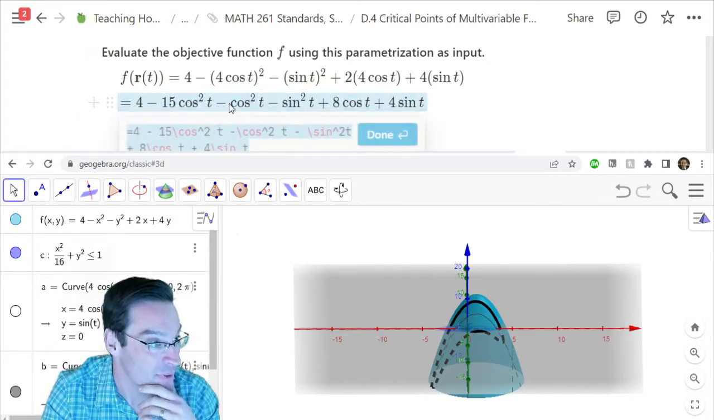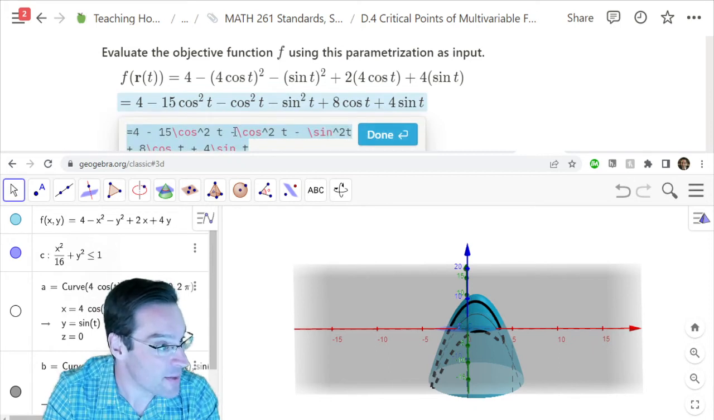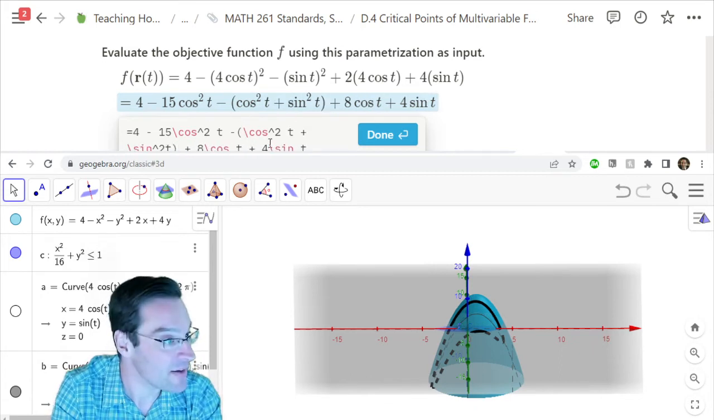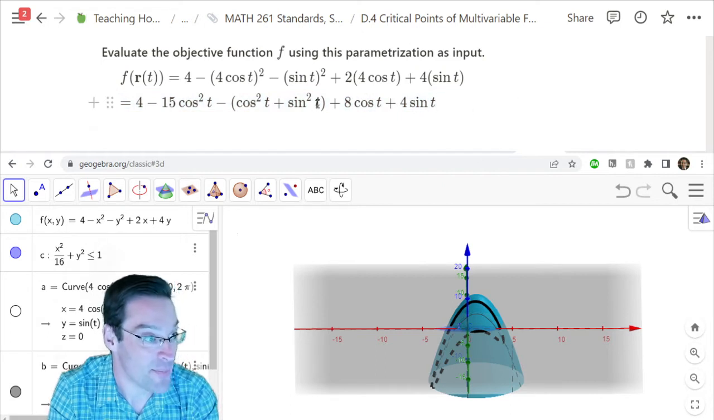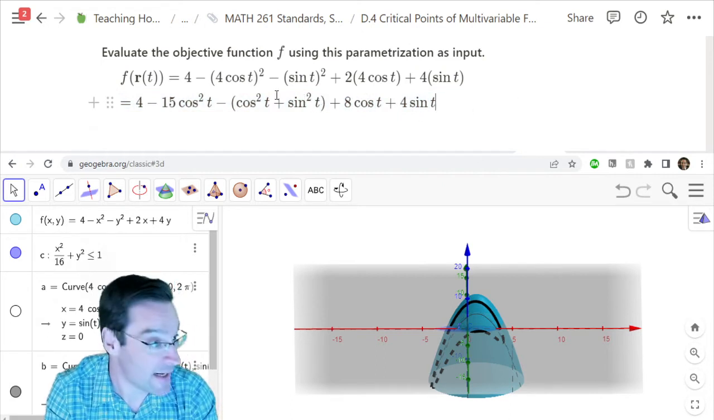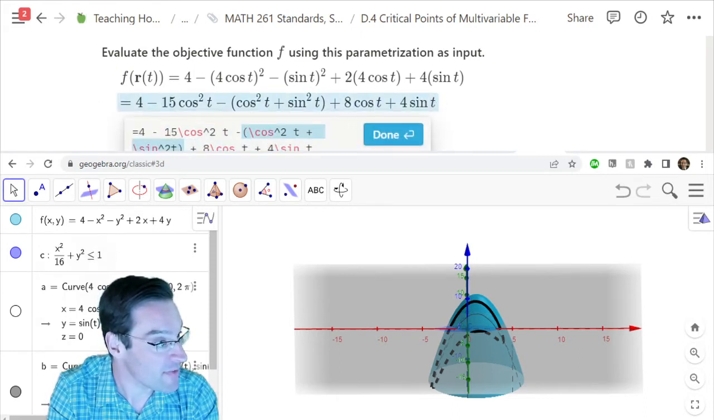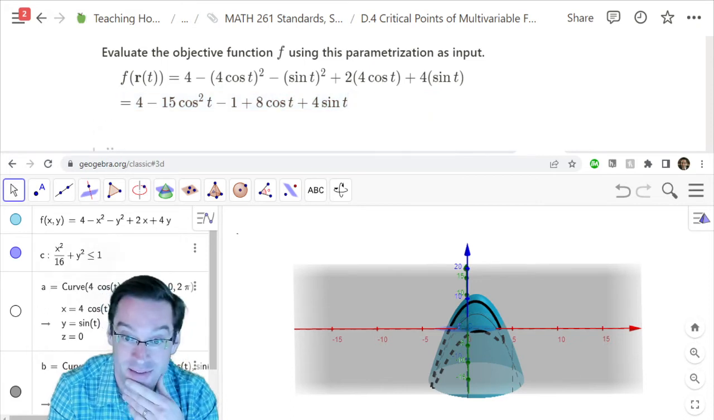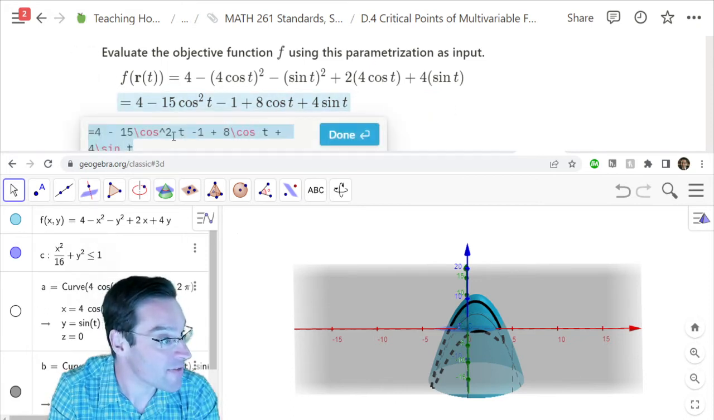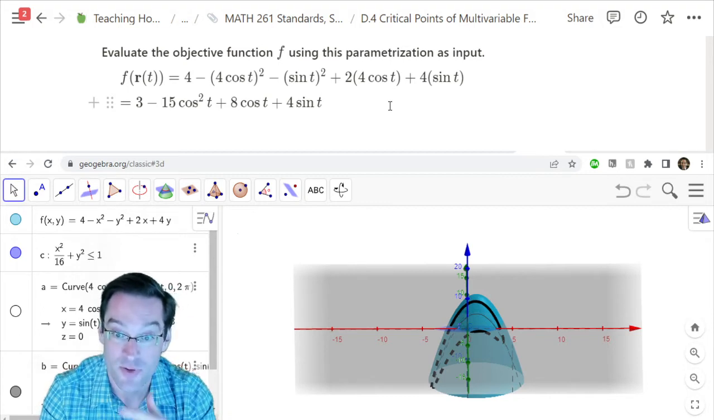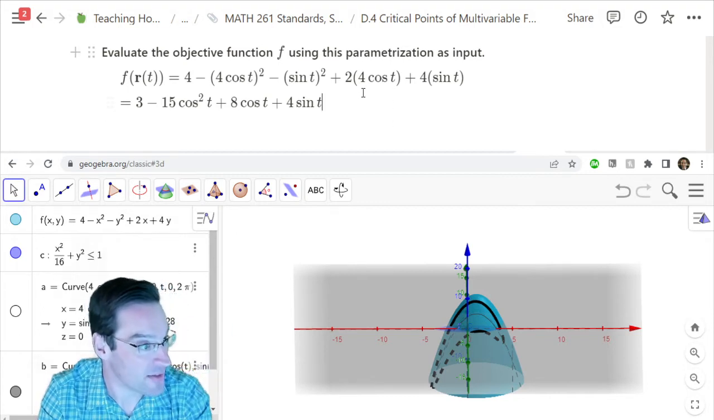If I do that, I end up with this cosine squared t and sine squared t with the same sign on them. I factor out that minus that's in front of both of them, just so that we have an opportunity here to simplify in one step by using the Pythagorean identity. Cosine squared of t plus sine squared of t is equal to 1. So I'll just replace that quantity by a 1. That makes it a like term with the 4 that's out here in the front. So my simplified version of f of r of t is this expression, 3 minus 15 cosine squared t plus 8 cosine t plus 4 sine t.